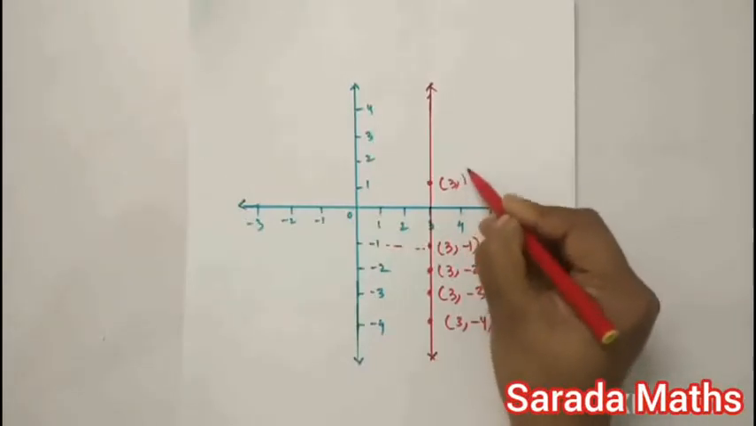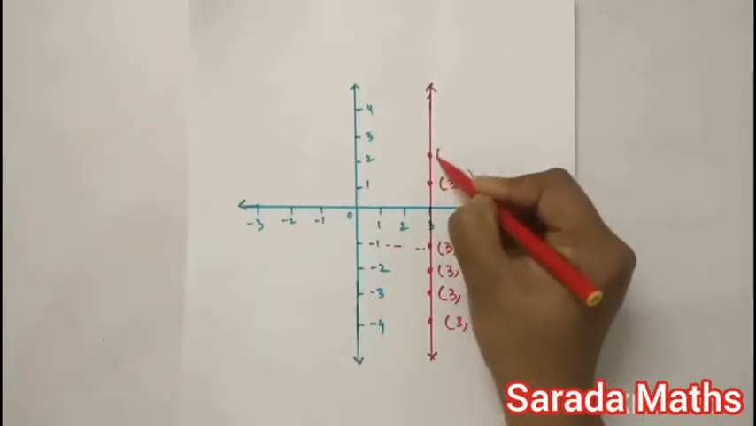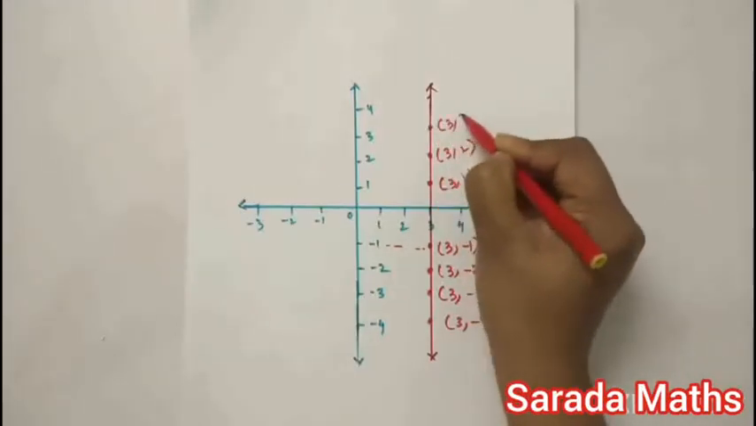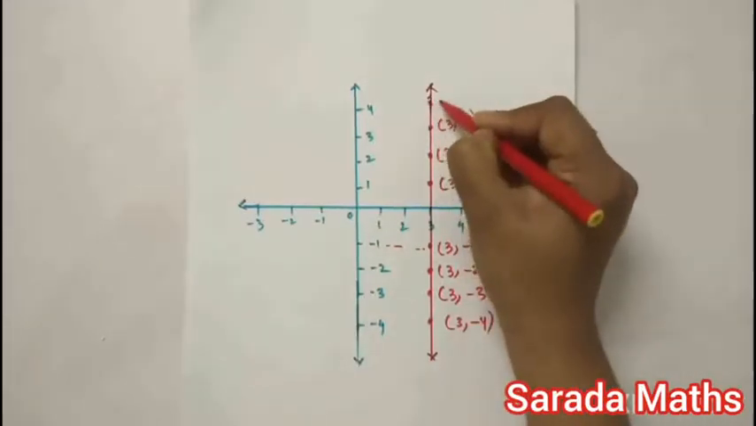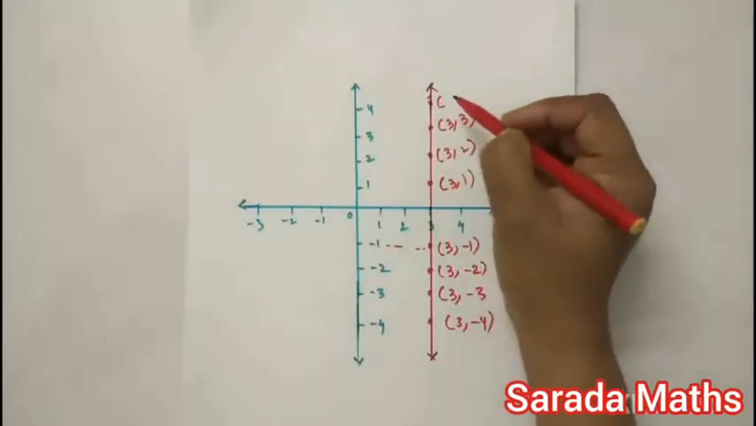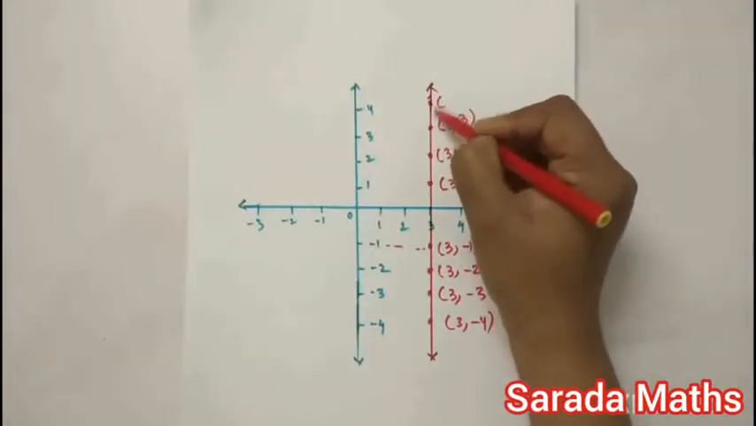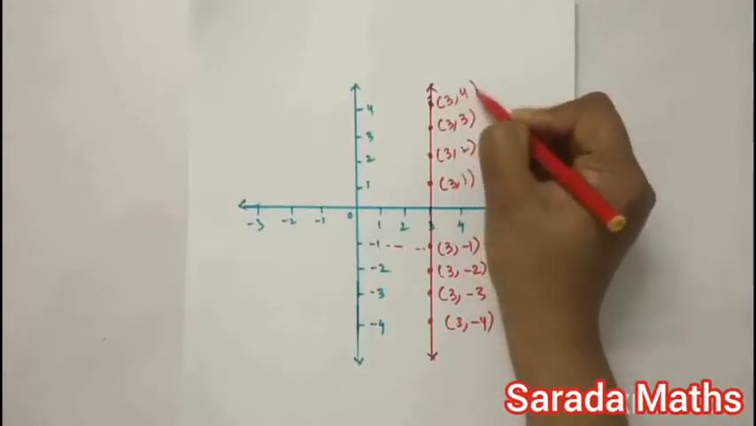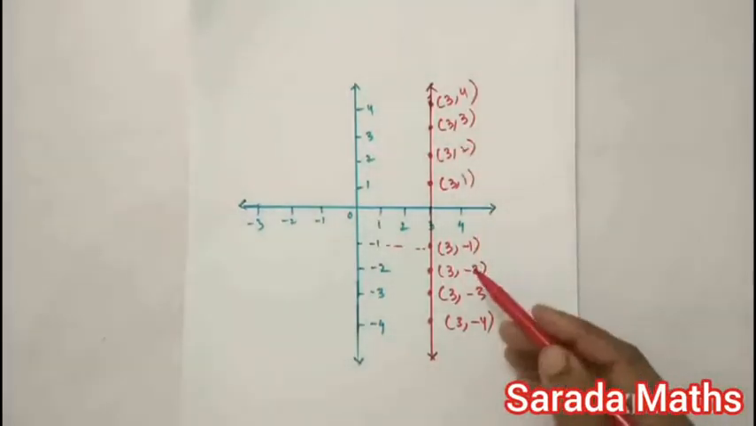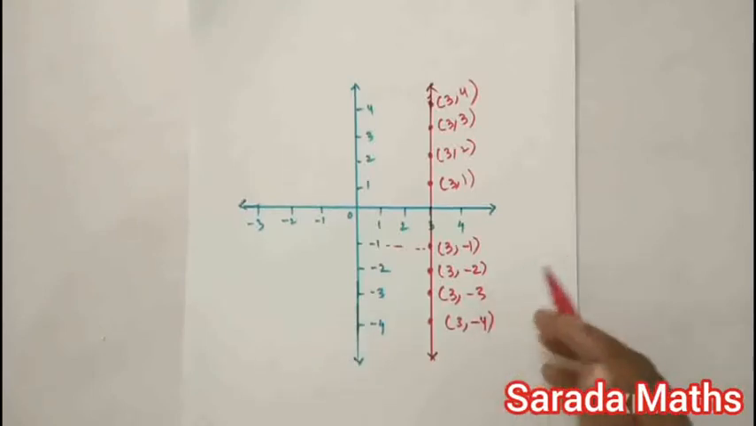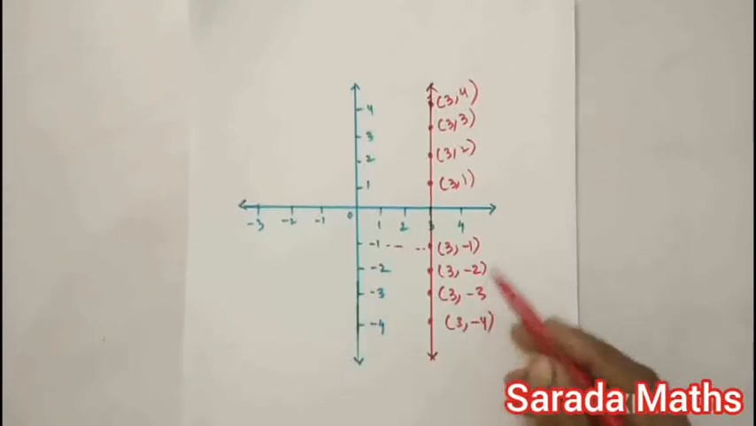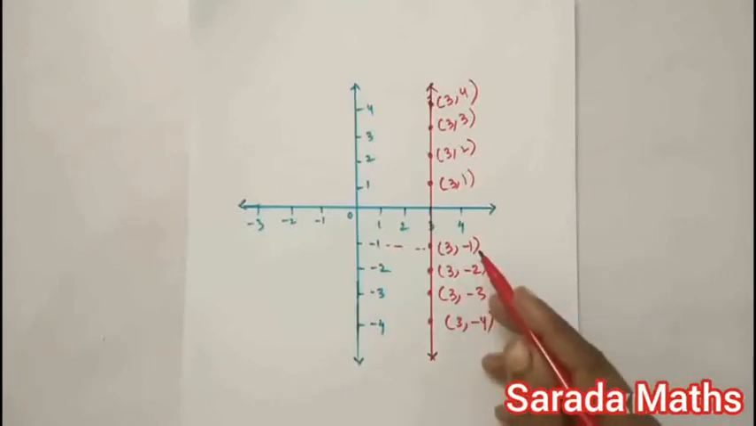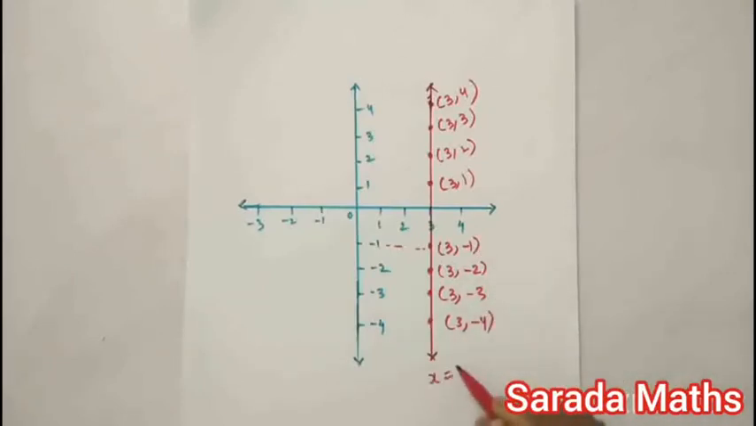Here it will be 3, 1, here 3, 2, here 3, 3, and the coordinates of this line at this point will be 3, 4. So at each and every point, if we observe, the value of x is constant, that is 3. Only the value of y is changing. So the equation of this line will be x is equal to 3.